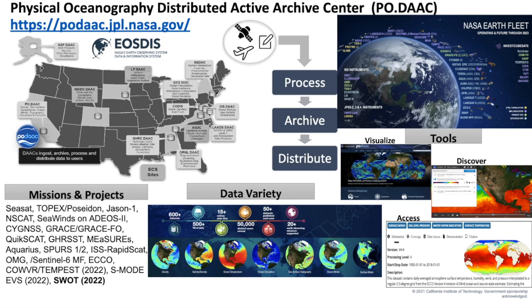The PODAAC is one of the 12 DACs under the NASA Earth Observing System Data and Information System, called Earthdata, managed by the Earth Science Data and Information System Project. The PODAAC is operated by JPL in Pasadena, California. Our mission is to preserve NASA's ocean and climate data and make these universally accessible and meaningful. We support big NASA satellite missions, as well as PI-led in situ and airborne campaigns.